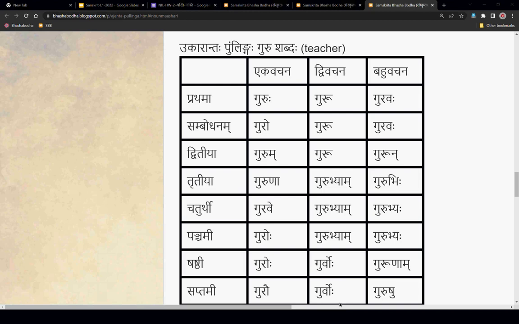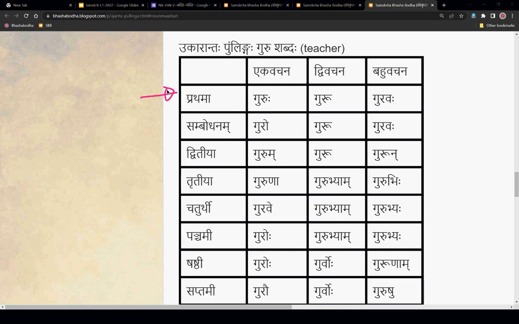Good. So now the other words are, for example, Bhanu. Bhanu, what is Bhanu? Bhanu in the Prathama: Bhanu, Bhanavaha. Meaning of Bhanu? Sun.